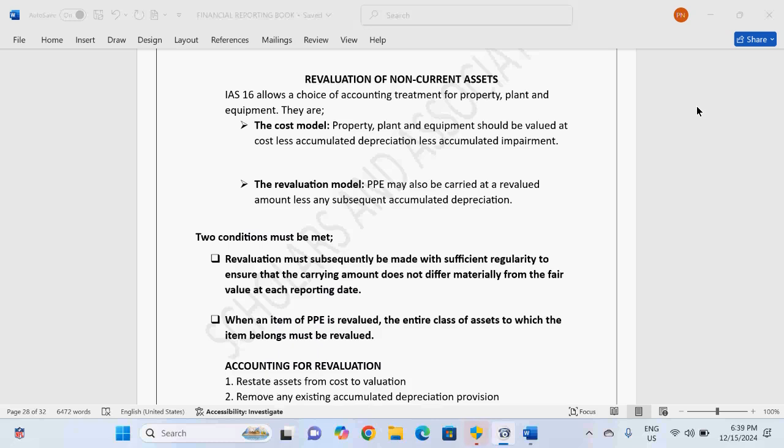And then we move on to the revaluation model. The PPE may also be carried at the revalued amount less any subsequent accumulated depreciation. So whereas the cost model is the cost less any accumulated depreciation and any impairment, the revaluation model is the revalued amount less any subsequent depreciation. So these are the two models under revaluation, and it is coming to your exams.